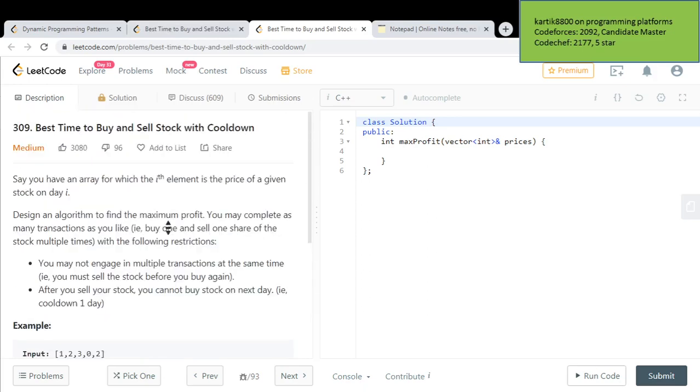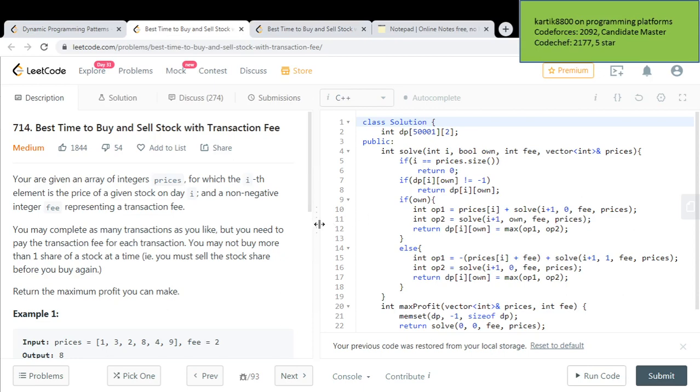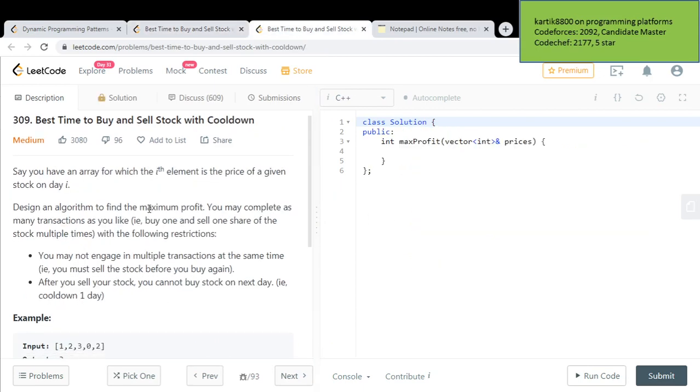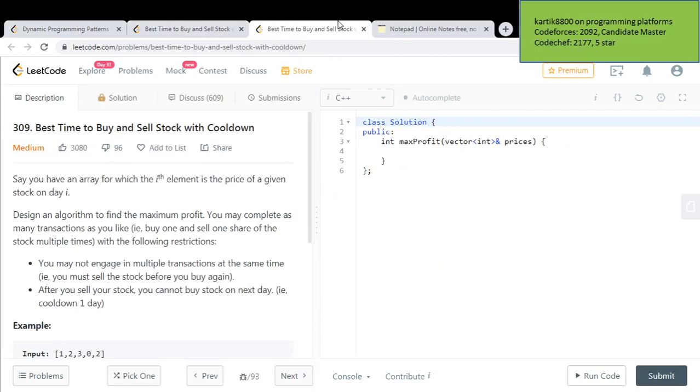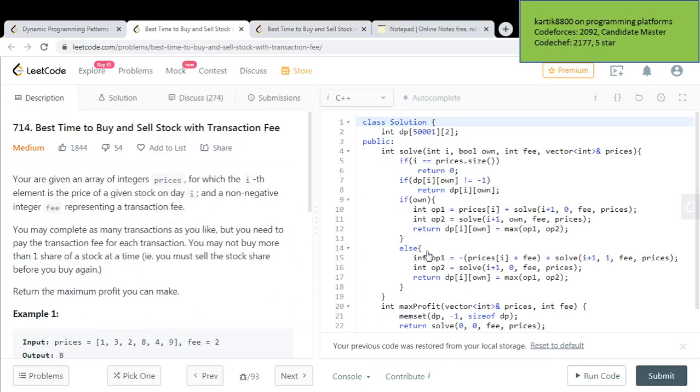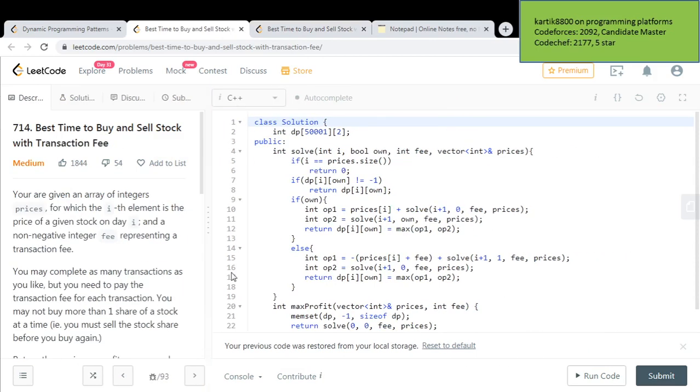Yeah, that makes sense to me. Let me see. Also, there is no processing fee this time, I guess. Yeah. So in this problem, there is no processing fee. However, there's a cooldown. Probably we'll be using the same code, so we'll see.